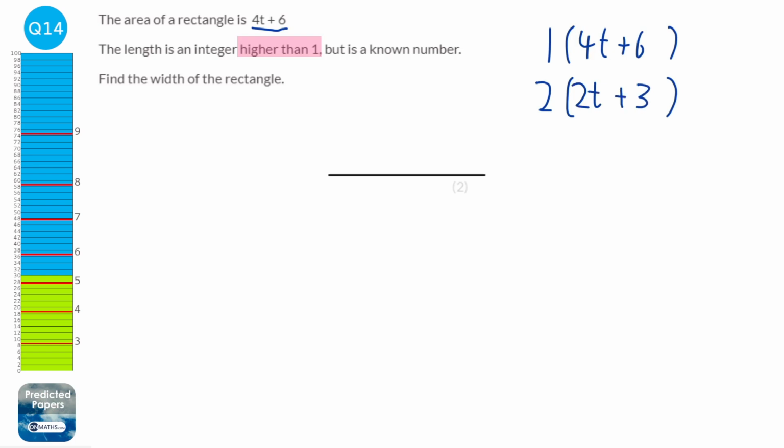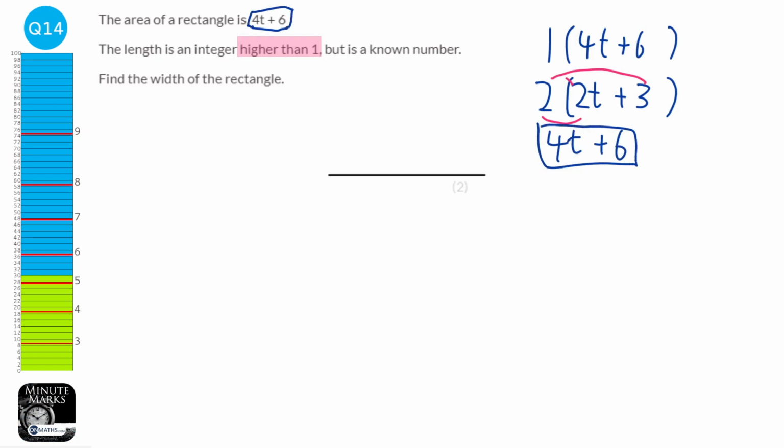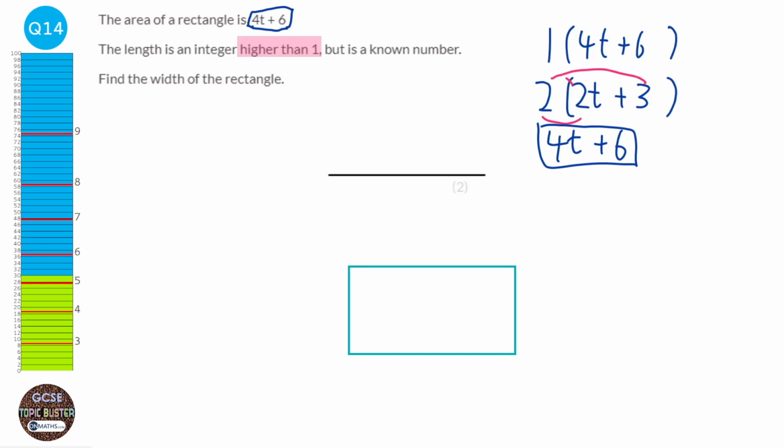So what we can do is check that out with smiles and rainbows. Put all my times down there to remind me to times it. So 2 times 2t is 4t, 2 times 3 is 6. So that works because that is the same as this in the question. So we know that 2 times 2t plus 3 works. In fact, it's the only one that works with it being an integer. So we therefore know that the known side, because it says it's a known number, is 2. And the other side will be 2t plus 3. And then when you multiply them together, you get the area of 4t plus 6.